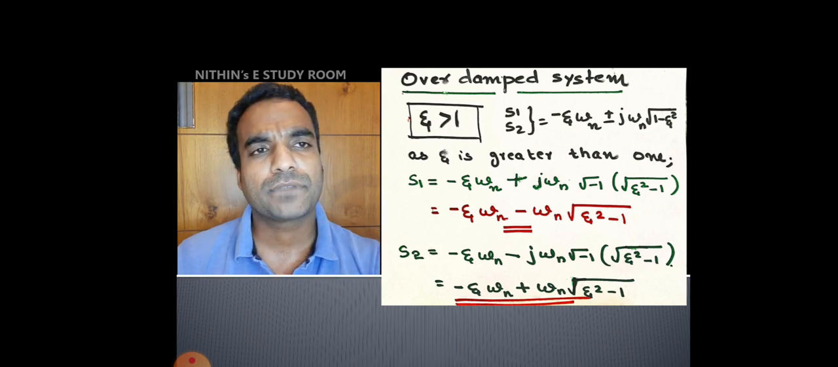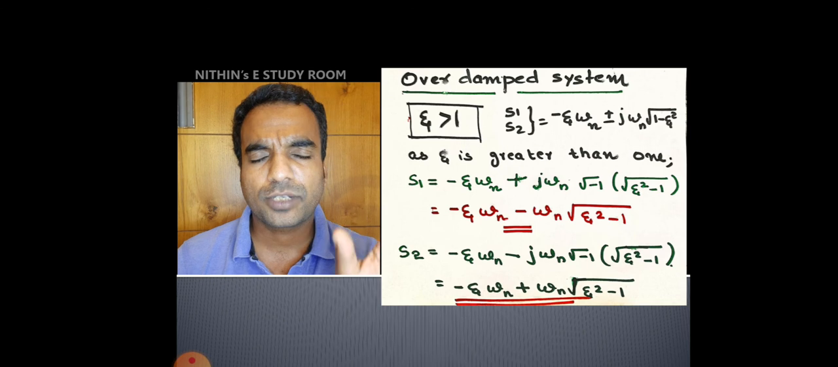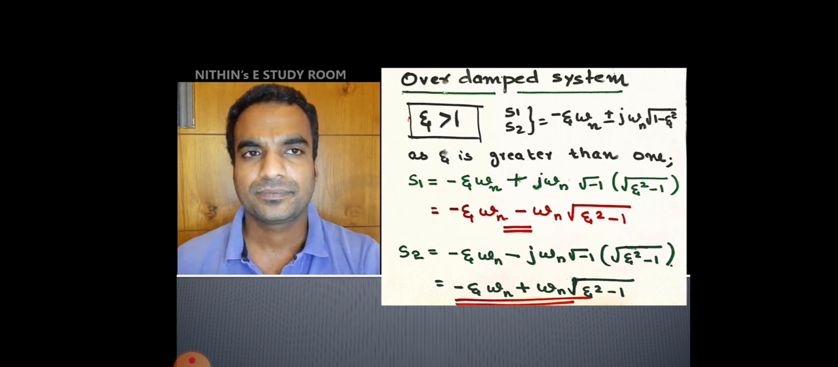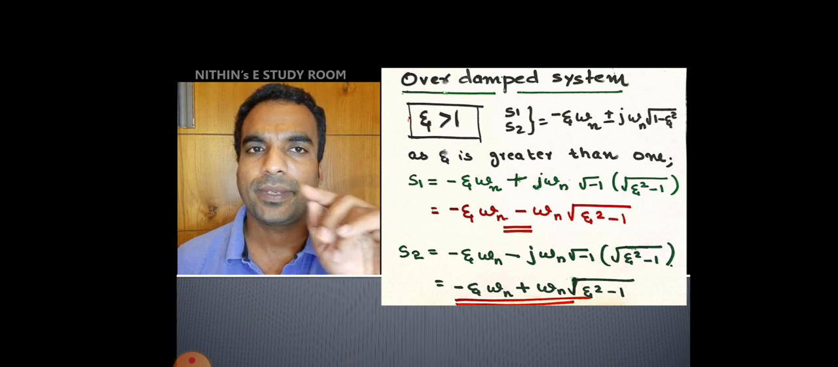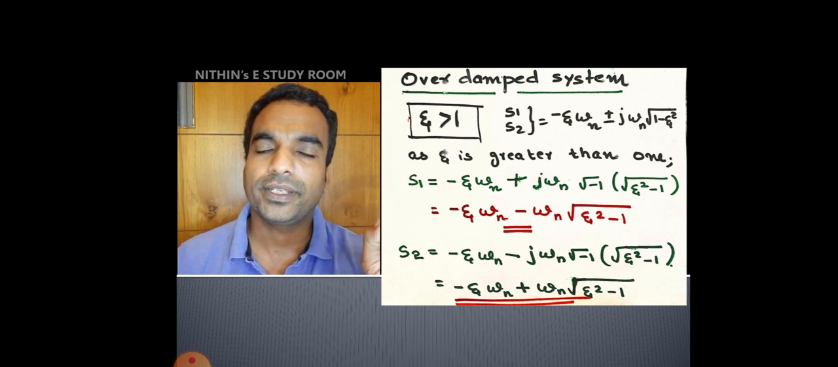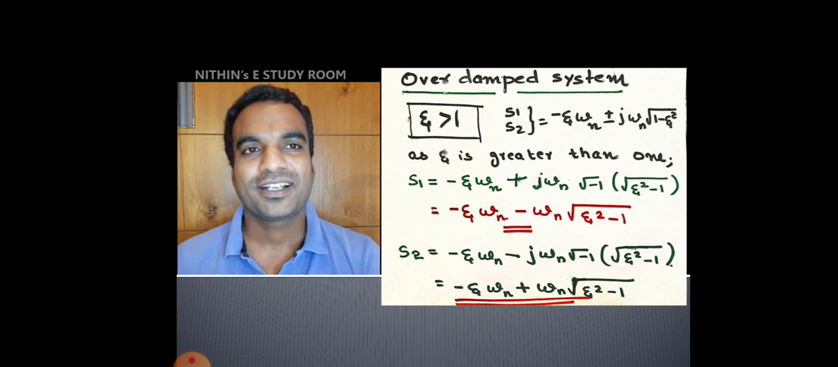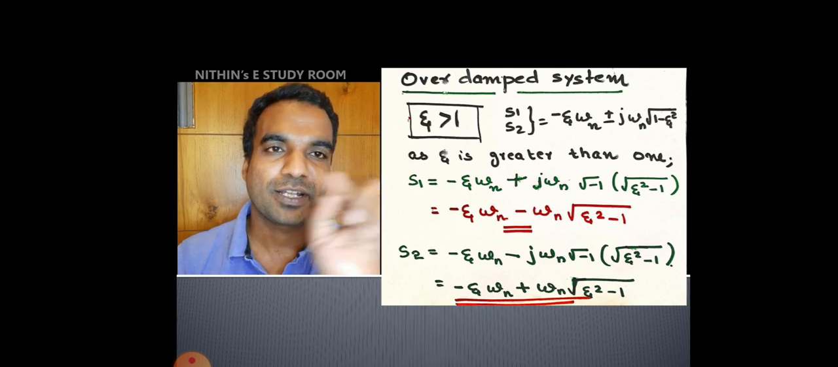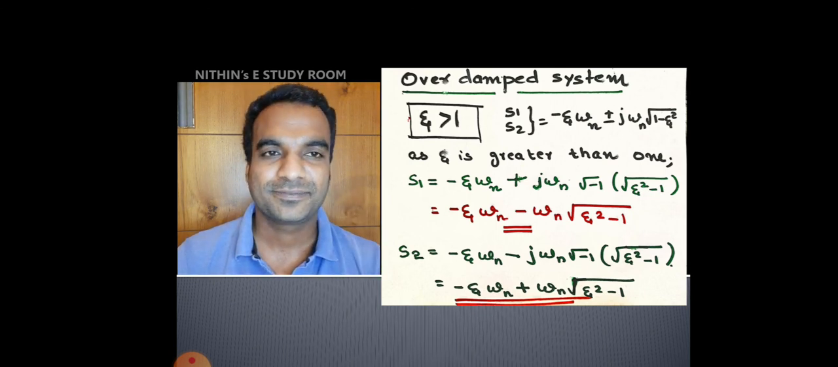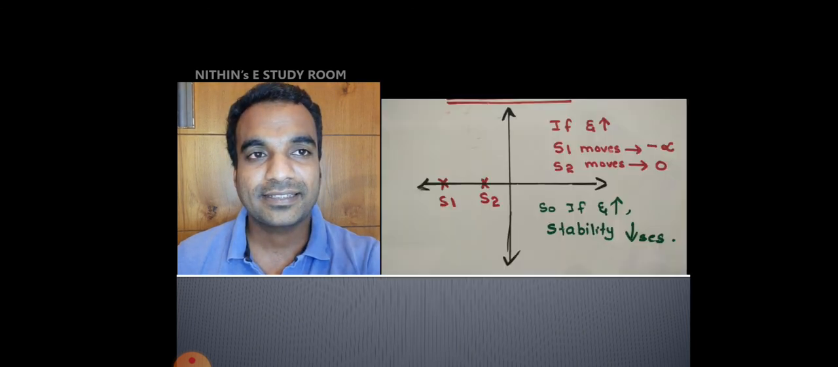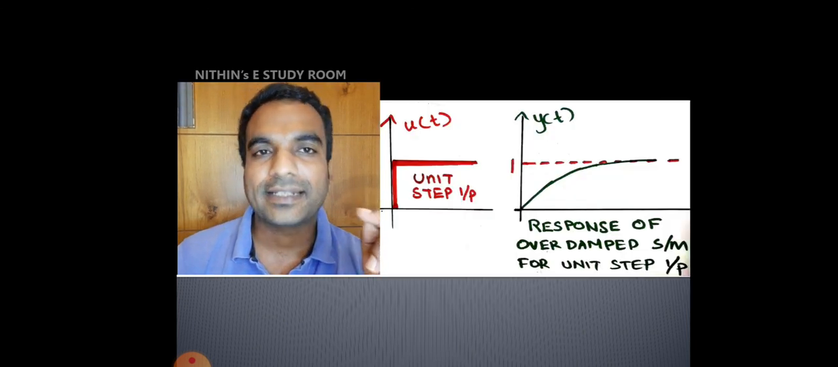You can take s square plus 5s plus 6 and compare that with the standard equation. What is the standard equation? Omega n square by s square plus 2 eta omega n s plus omega n square. Compare all the terms with 1 by s square plus 5s plus 6. Then you will get some nice conclusions. That is the real sense of this analysis.